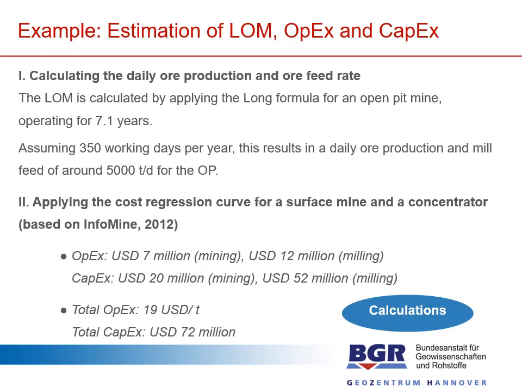And if we now go into the cost curves, we will see that we will have an operating expenditure of around 7 million US dollars for mining and an additional 12 million US dollars for milling. And the capital expenditure will be around 20 million US dollars for the mining and 52 million for milling. This in turn leads to total operating expenditure of 19 US dollars per ton and total capital expenditure of 72 million US dollars.